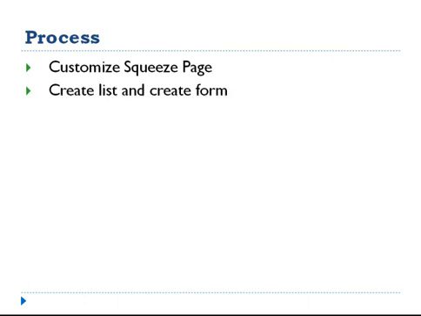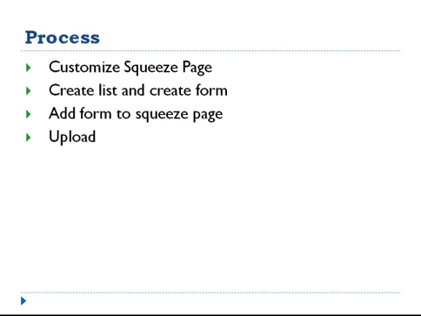So the process is this. You're going to take your squeeze page, customize it, create your list, and create a form at Aweber, GetResponse, MailChimp, Constant Contact, or any place like that. Then you're going to take the code, add the form code to the squeeze page, and then upload the squeeze page files to your website.